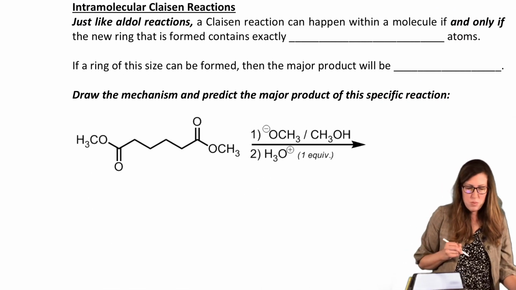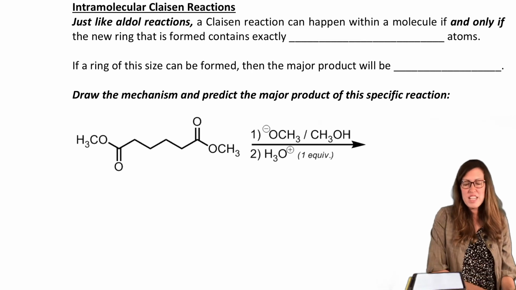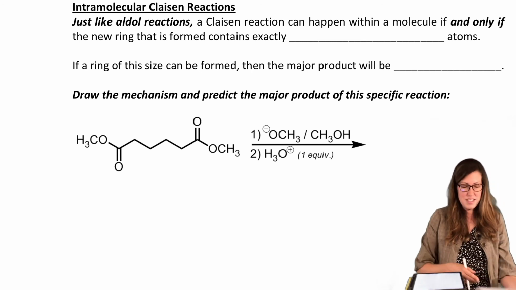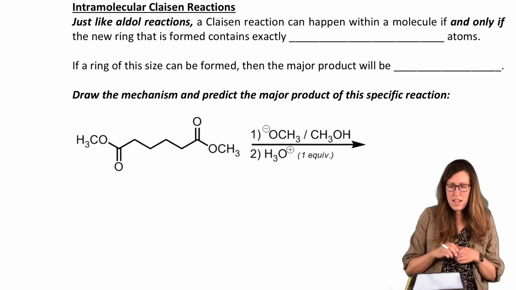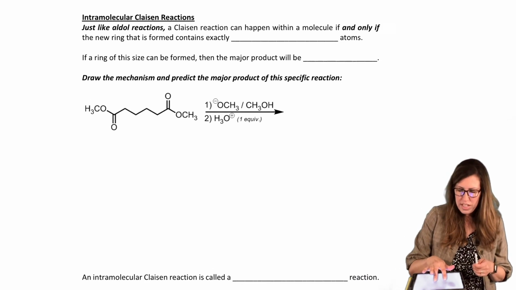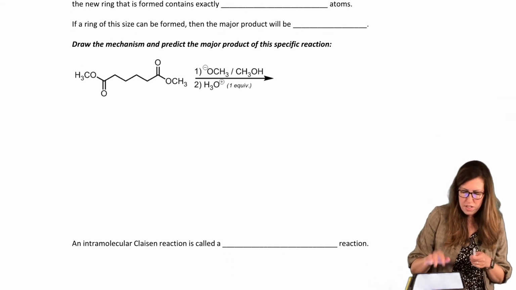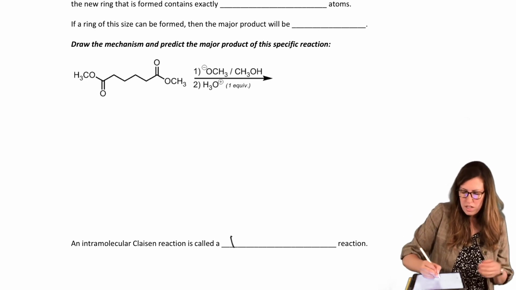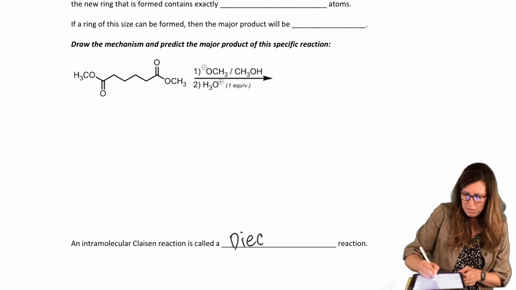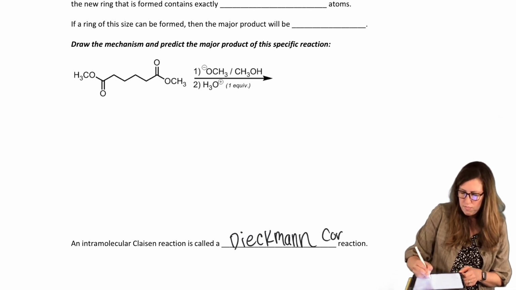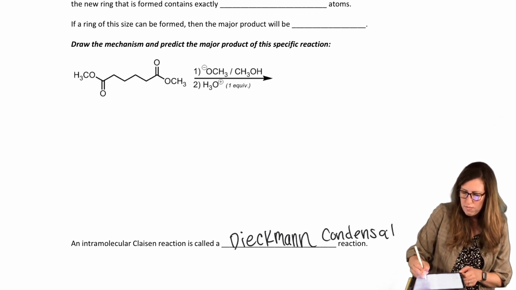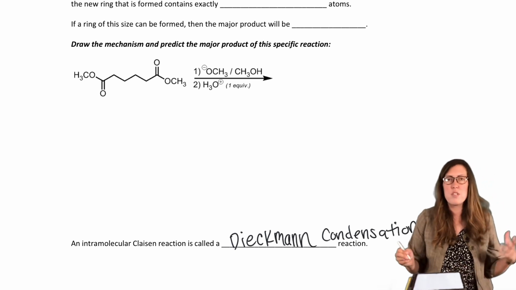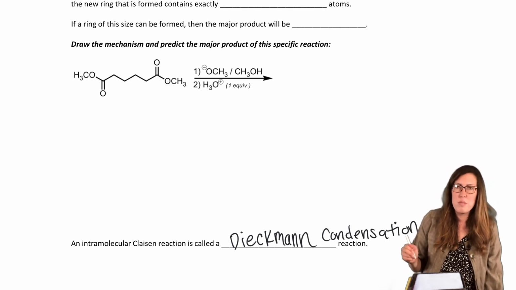Okay, next one, you guessed it. Intramolecular Claisen. Super fun. That has its own name, actually. Just like aldols, we can do intramolecular. I'm going to give you the name. When it's intramolecular, it's still an intramolecular Claisen, but this scientist claimed the name Dieckmann. So it's a Dieckmann condensation. If it says do a Dieckmann, that means you're going to be doing an intramolecular Claisen specifically.